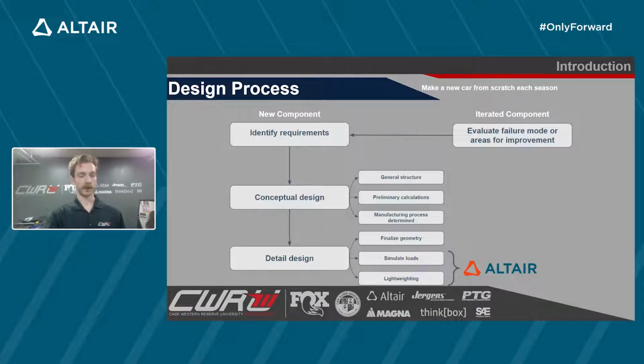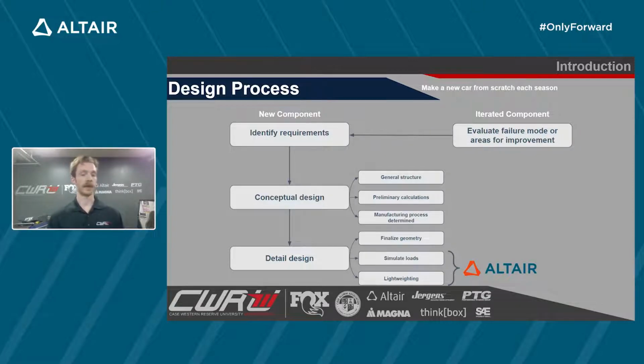And now an overview of our design process. A big part of our mission statement is that we make a new car from scratch every year. Although designs can roll over from year to year, we manufacture each part every year, which puts an emphasis on design for manufacture, as we know what is easy and what is hard to make. It depends whether it's an iterated component or a new component, whether we are evaluating a failure mode. But here we can look at what went wrong or what we can improve on the next car.